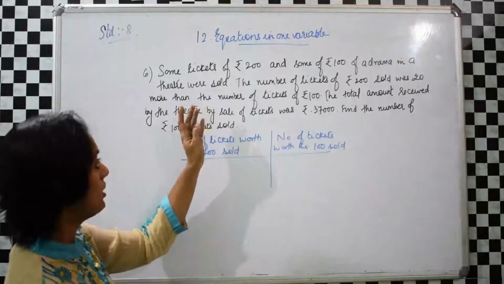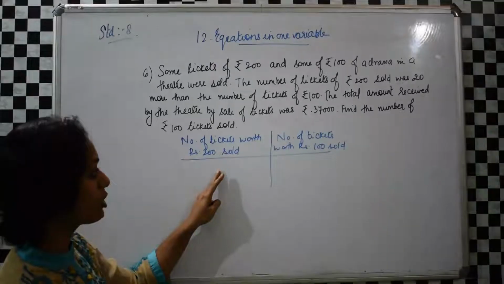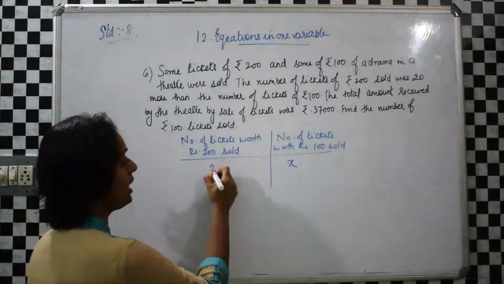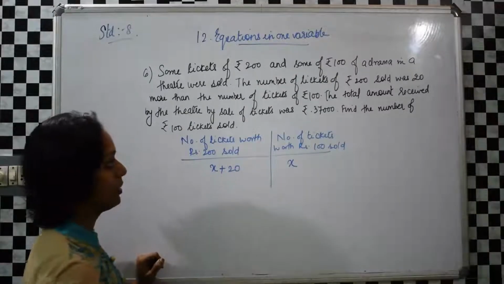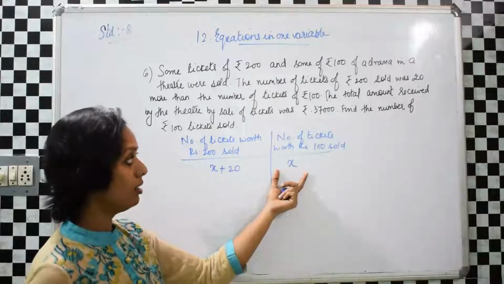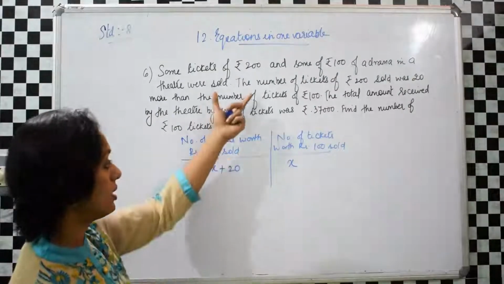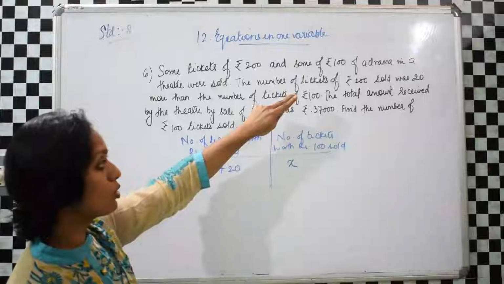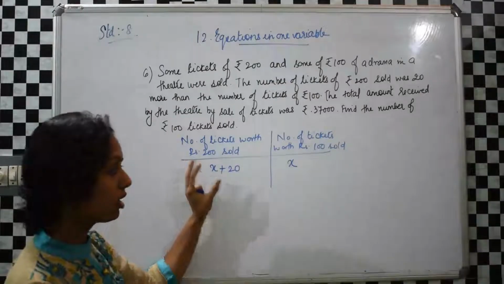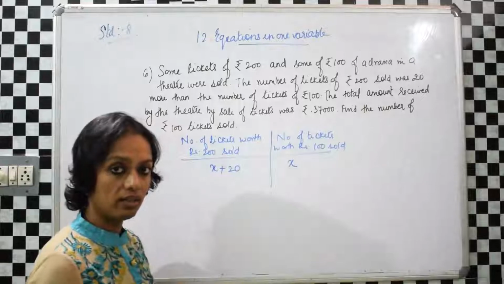Now they have given that the number of tickets of 200 sold was 20 more than the number of tickets of 100 sold. So if I take this as x, this has to be x plus 20, because 100 rupees tickets were lesser than 200 rupees tickets. You can see here the number of tickets of rupees 200 sold was 20 more. So here in this side they have sold 20 tickets more compared to 100 rupee tickets. Now totally they have made a revenue of 37,000.